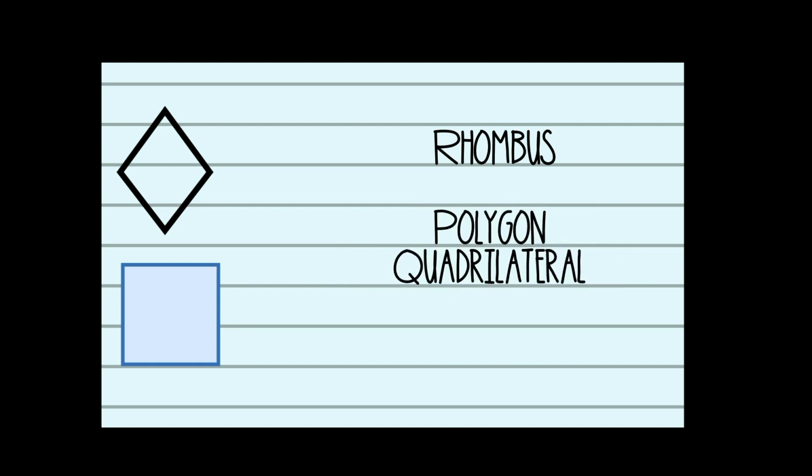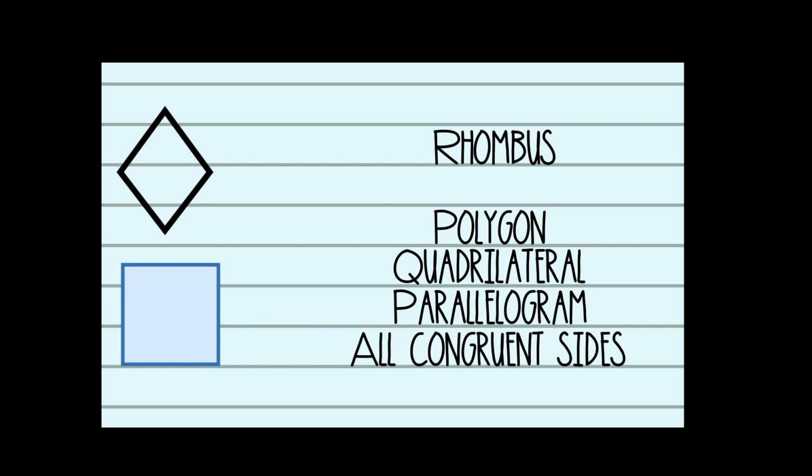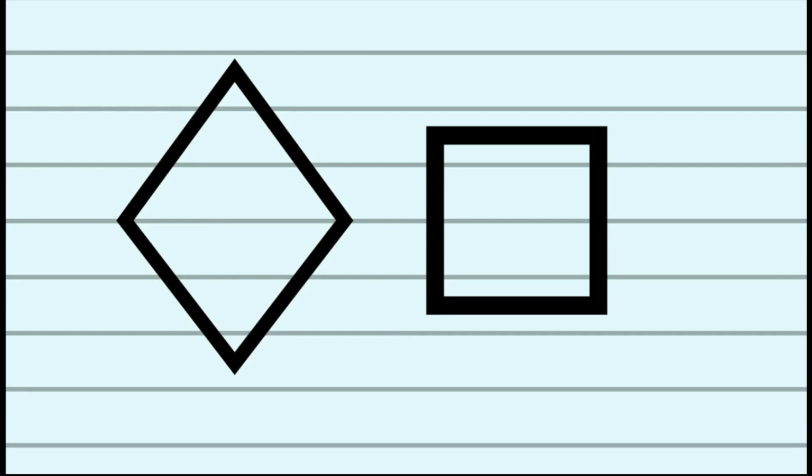Next we have a rhombus. So a rhombus is a polygon. It is a quadrilateral, it's 4 sides. It is a parallelogram, opposite sides are congruent and parallel, and it has all congruent sides. So the difference between a rhombus and a square is a square has to have 90-degree angles. A rhombus might, but it might not. These are 2 examples of a rhombus. The quick way to identify a rhombus is just look at the sides. If it's a quadrilateral with congruent sides, it's a rhombus.